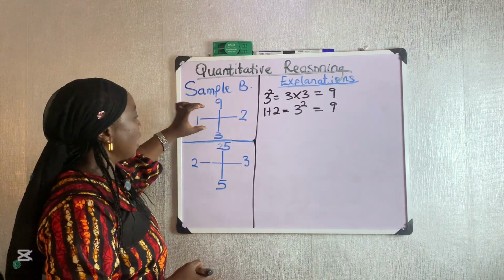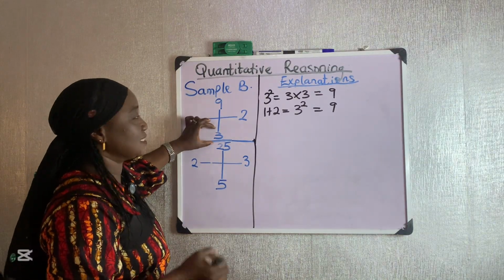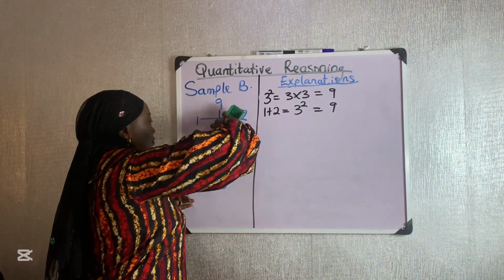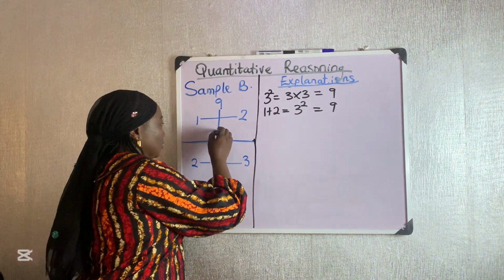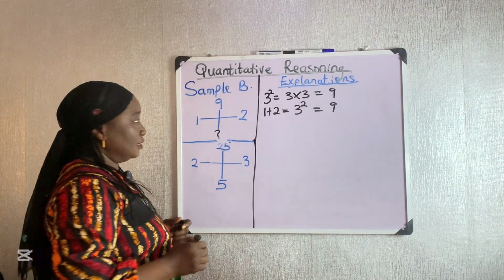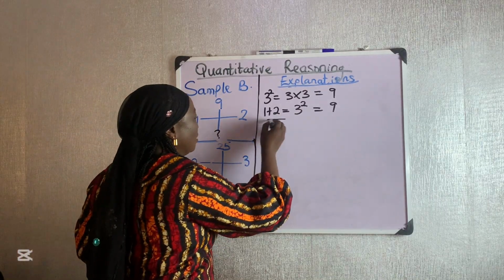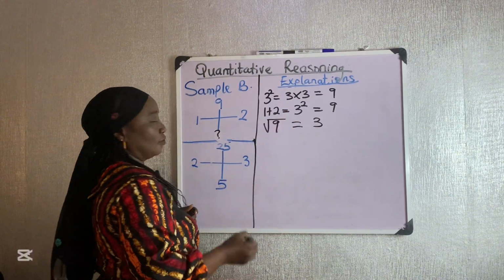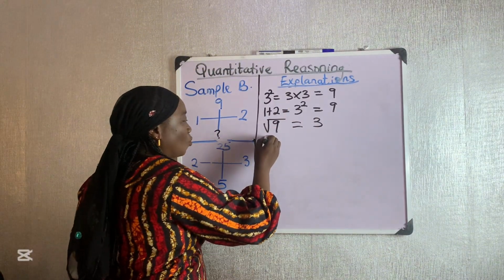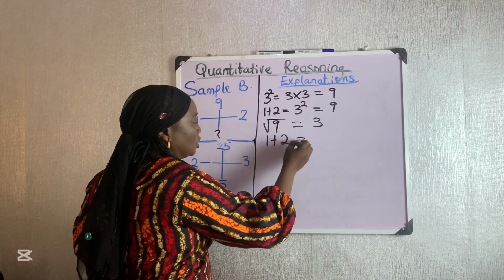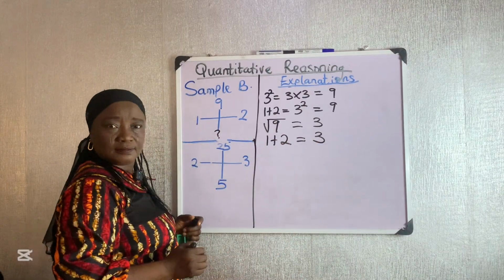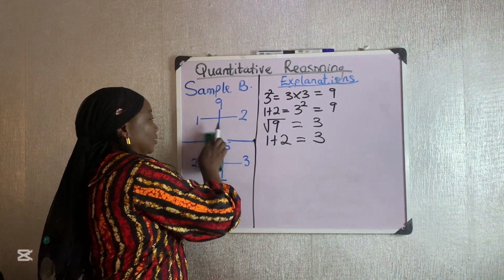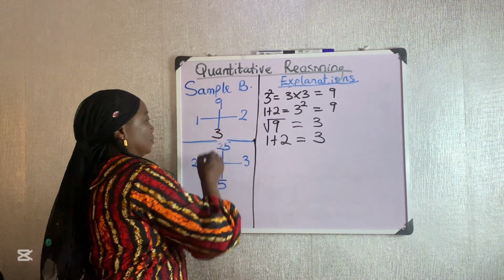Then we need to know, how do I calculate 3 itself if 3 is omitted? If 3 is omitted, how will I calculate this 3? I will simply say square root of 9, which will be 3. Or I will say 1 plus 2 gives me 3. Is that clear? Then we bring back that 3.